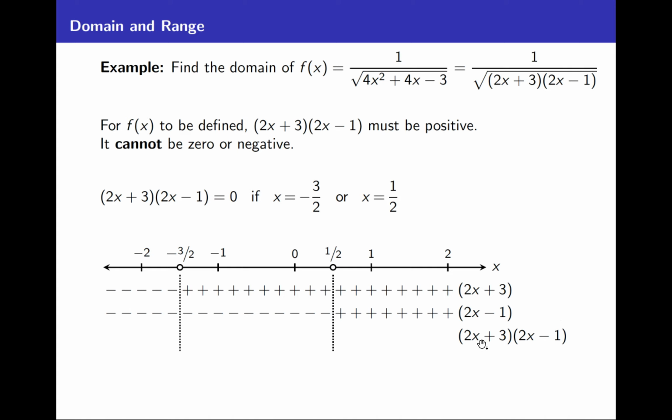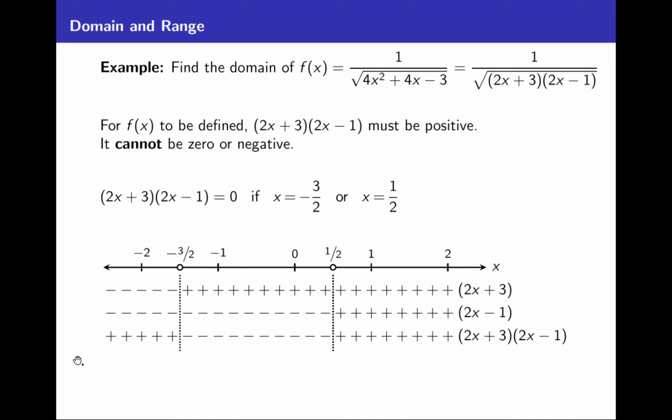So now look at the product of 2x plus 3 times 2x minus 1, this thing that we're interested in, that we don't want to be negative. On the interval from 1/2 to infinity, it's a positive times a positive. So we put positives here to indicate that for these values of x, (2x plus 3)(2x minus 1) is positive. Whereas for this middle interval, where x is between -3/2 and 1/2, this product is a positive times a negative, and that's a negative. But then on the interval from negative infinity to negative 3/2, it's negative times negative, and that's positive.